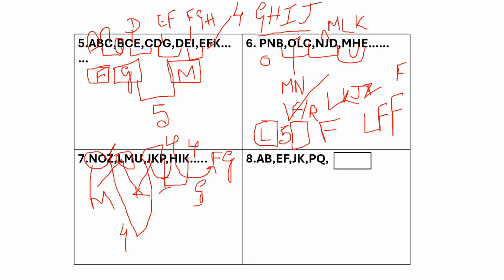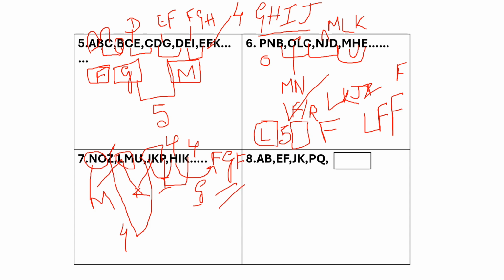Okay. Here Z U P K are in a reverse order. So what we have to do? We have to take reverse order only. So we have to leave 4 letters. What will come? We have to leave J I H G. Now we are going to get F. So the answer is F, G, F.